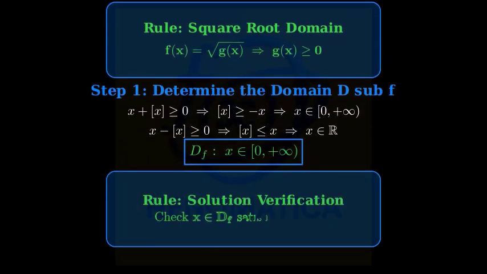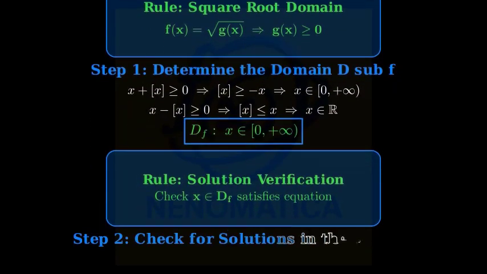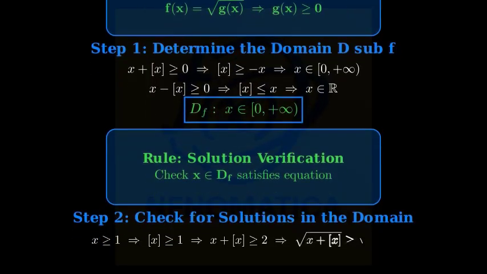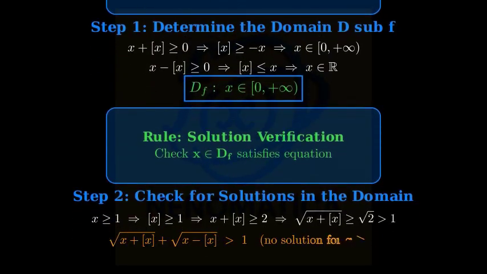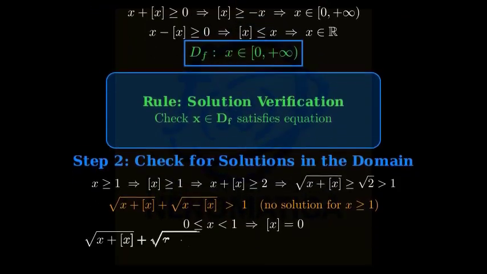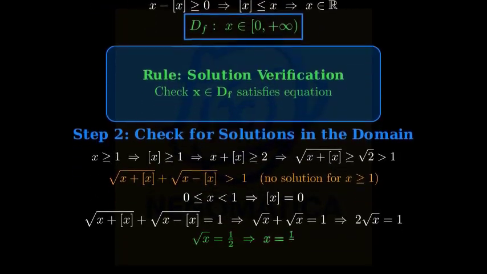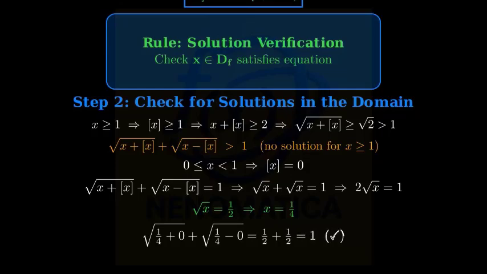Step 2. Check for solutions within the domain. We analyze the sum of the two radicals for different ranges of x. First, if x is greater than or equal to 1, then x plus floor of x is at least 2. Its square root is at least square root of 2, which is greater than 1, and adding a non-negative term pushes the sum above 1. Therefore, no solutions with x greater than or equal to 1.